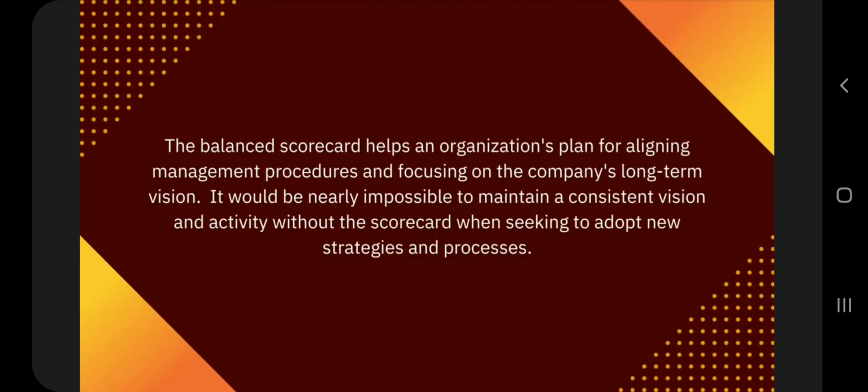The Balanced Scorecard helps an organization plan for aligning management procedures and focusing on the company's long-term vision. It would be nearly impossible to maintain a consistent vision and activity without the scorecard when seeking to adopt new strategies and processes. The Balanced Scorecard provides a framework for managing a strategy's implementation while also allowing the strategy to evolve in response to changes in the company's competitive market and technology contexts.